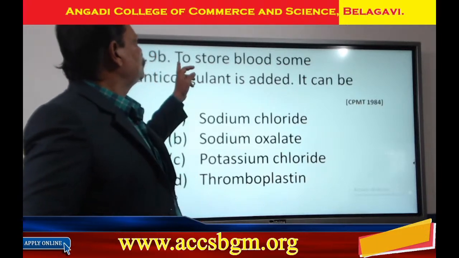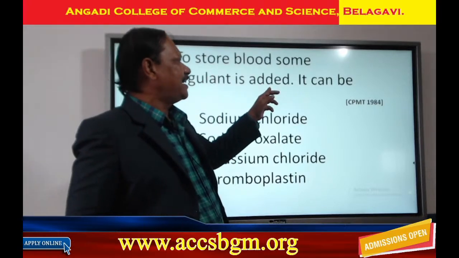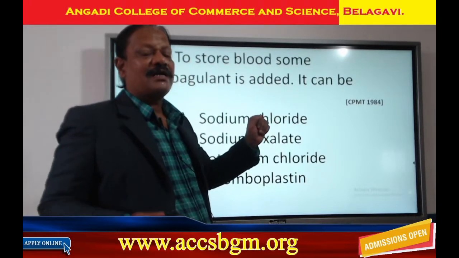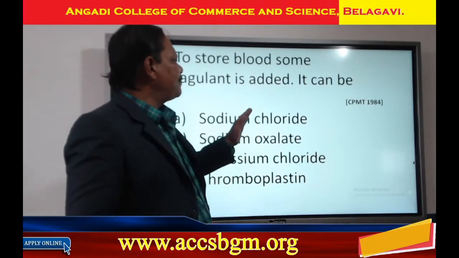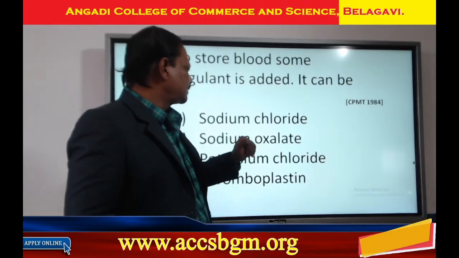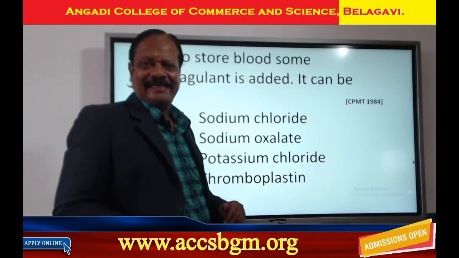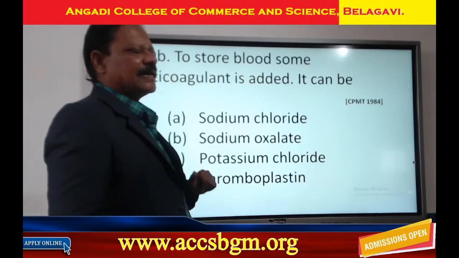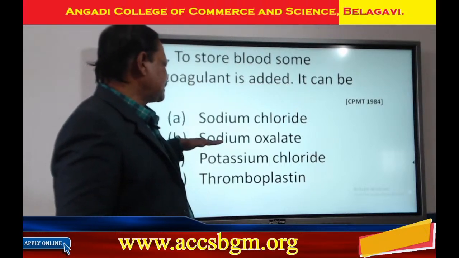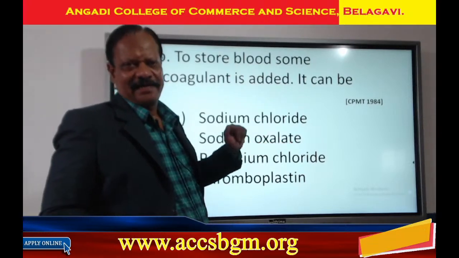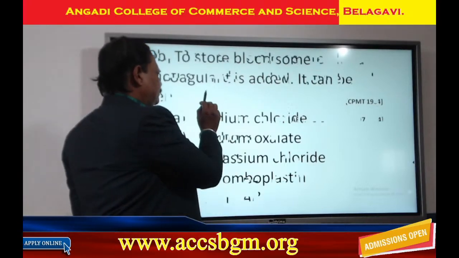Now, to store blood, some anticoagulant is added. What anticoagulant is added? We'll go to the options: sodium chloride, sodium oxalate, potassium chloride, thromboplastin. Here, option B is the right answer. The anticoagulant added is nothing but sodium oxalate. So sodium oxalate is the right answer. We'll move to the next.